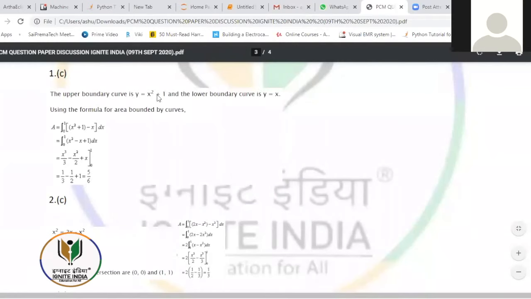When they ask you for the area bounded between these equations, you subtract the lower curve from the higher curve. It's just x square plus 1 minus x. Simple straight up integration. Then they've given the limits 0 and 1. You just have to substitute. We'll get the answer as 5 by 6.